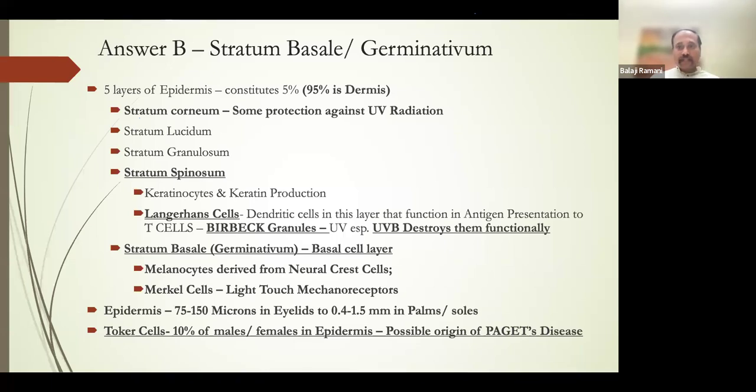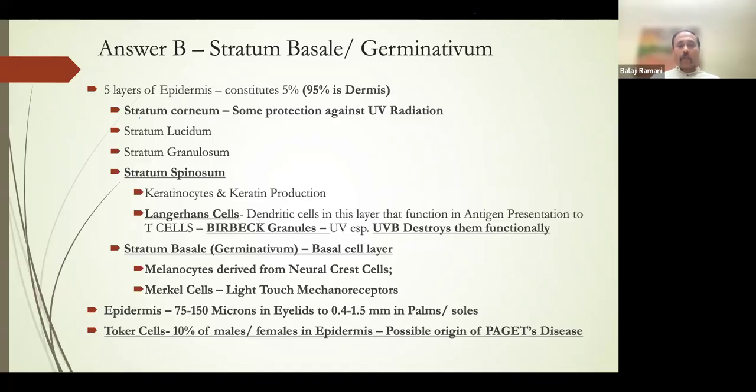So whenever any extrinsic antigen is there, that is taken up by these cells and then presented to the T cells, to the immune system. This antigen presentation function is by the Langerhans cells, which are variations of the dendritic cells. They are classically found to have something called the Birbeck granules.